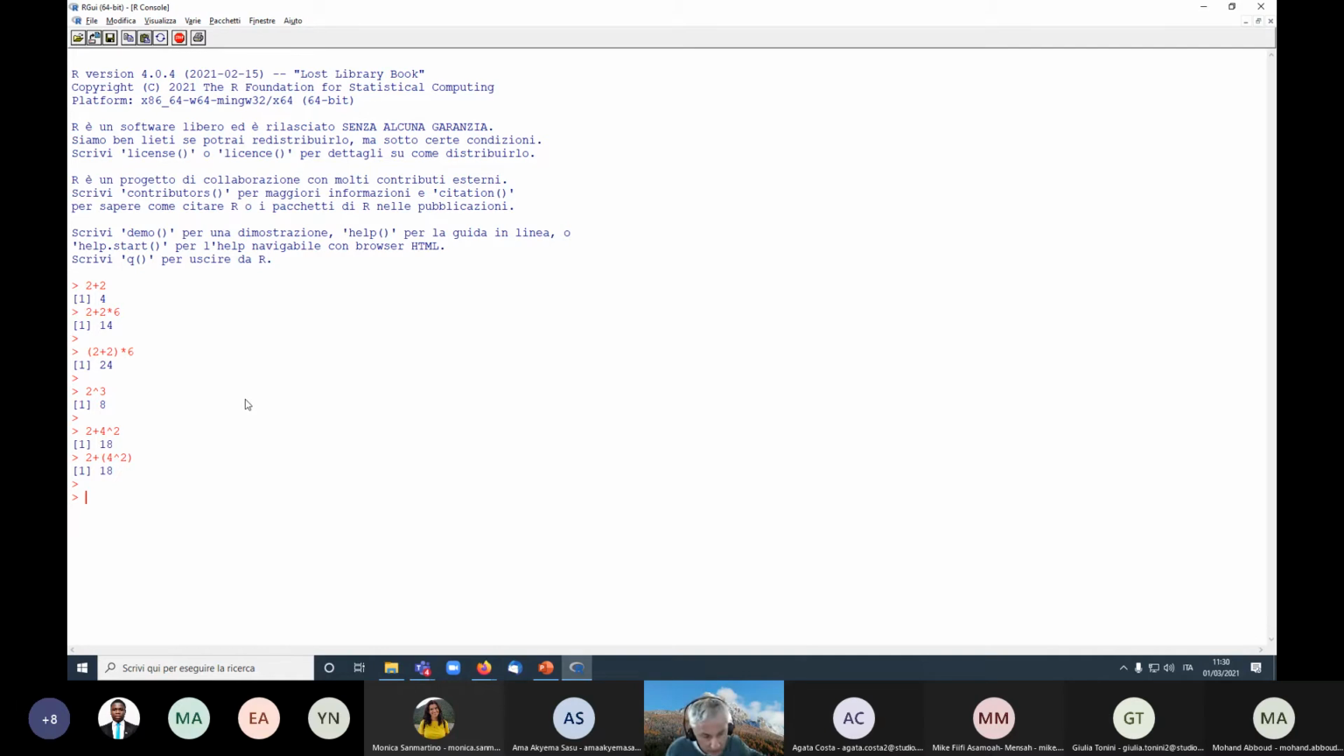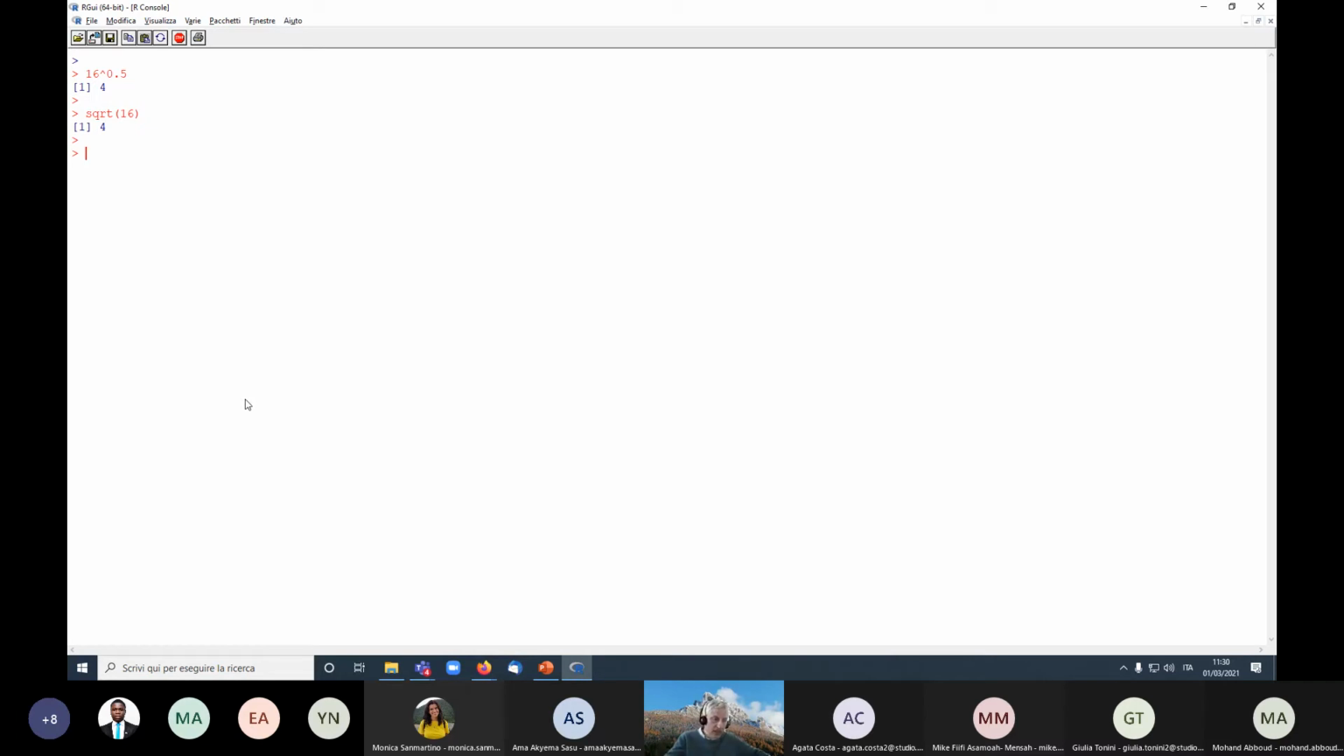Okay. Now let me clear the screen. Ctrl + L. Good. So R has, like Excel, some functions. So if I want to compute the square root of 16, I can elevate it to the power of 0.5, which is okay. But I can also write sqrt(16). 4.